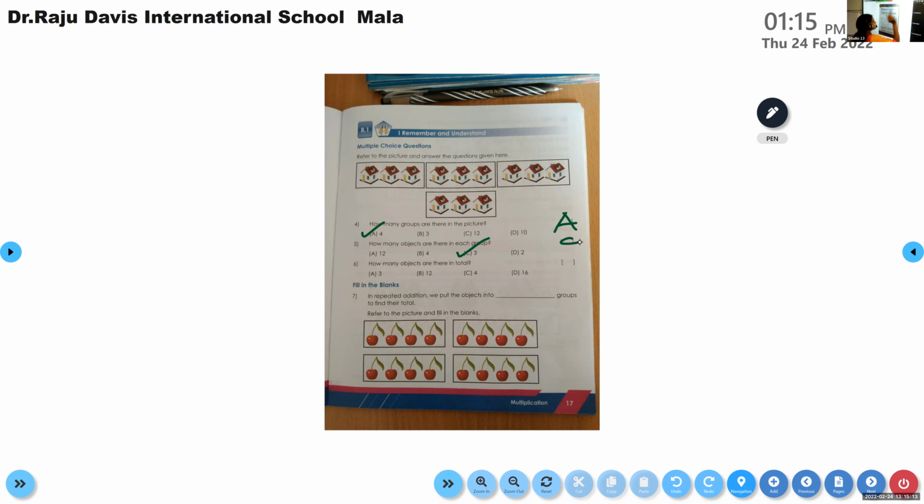Now we have question number 6. How many objects are there in total? So here we know there are 4 groups and each group having 3. So 4 times 3, or 4 into 3. What is 4 into 3, Krishna Priya? 4 into 3 is 12. Yes. So you can put a tick mark for option B, 12. Write capital letter B inside the bracket.